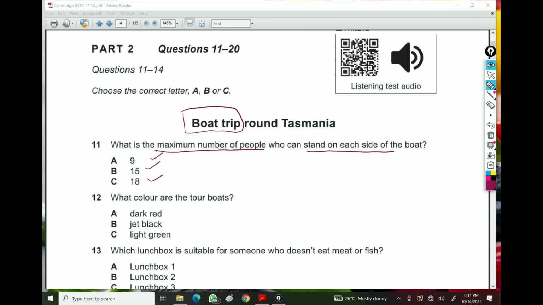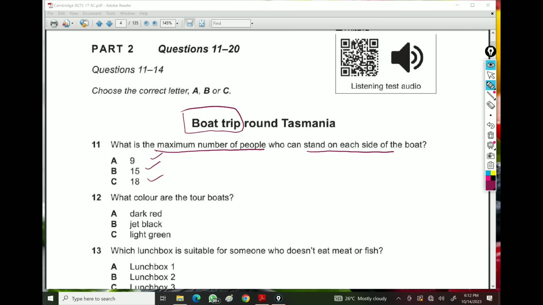And he says if there are more than 9 people on either side of the boat, we'll move some of you over. It means maximum number of people is 9. Understand? They talked about 15, they talked about 18, and see that? Otherwise, all 18 of us will end up in the sea. So, maximum number of people who can stand on each side is 9.